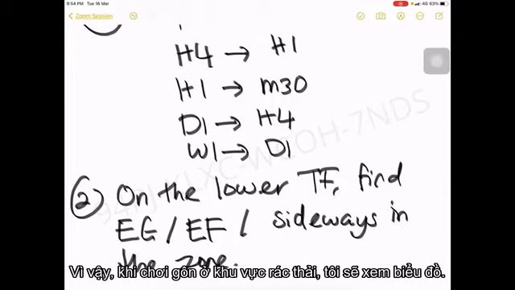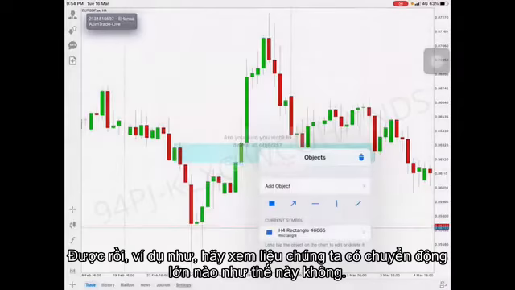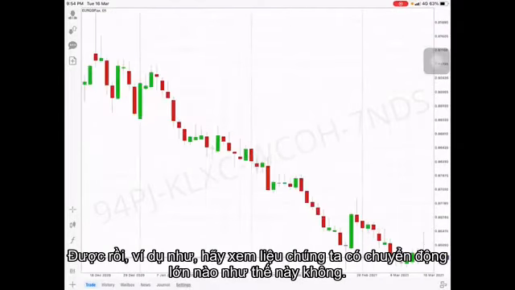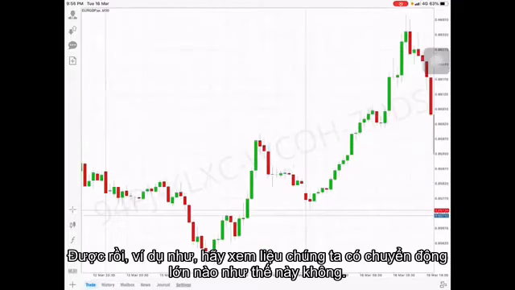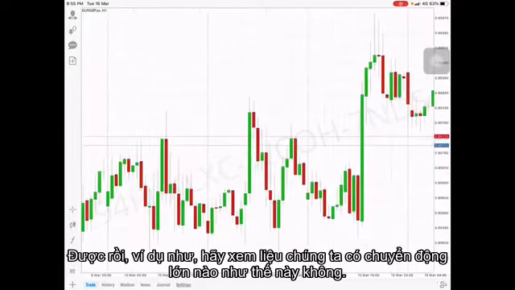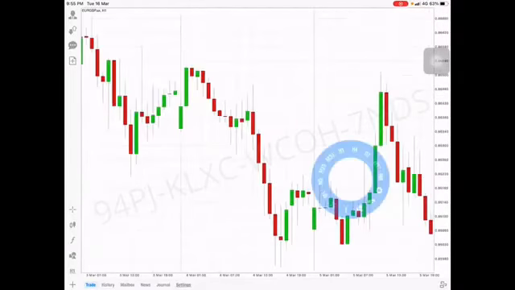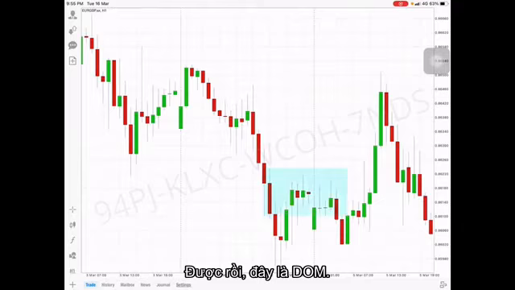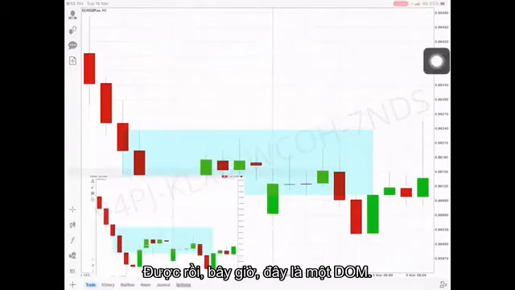All right, I'm going to go to the chart. Let's try and see if we can find any DOM. For example, let me see if we have any big movement. Like this one. Look at this. This is the DOM.